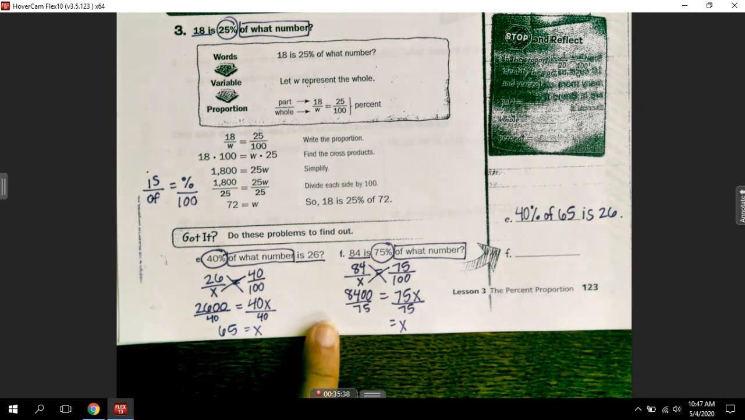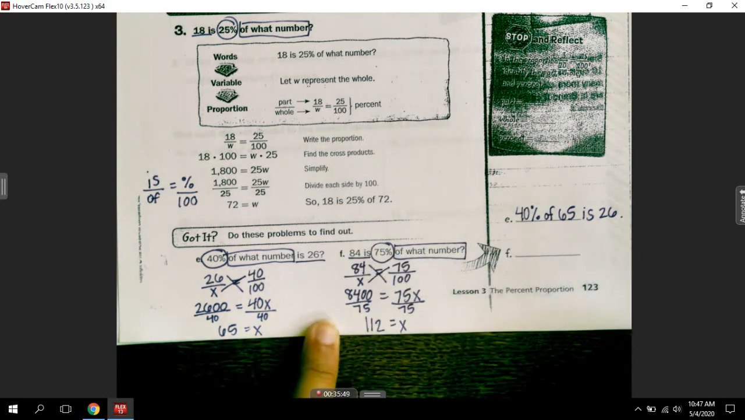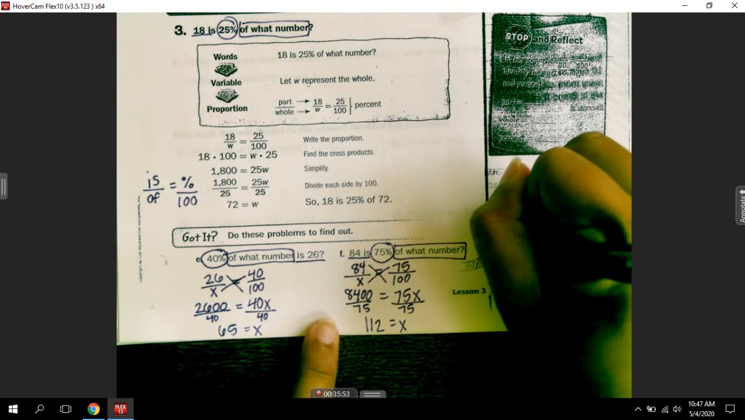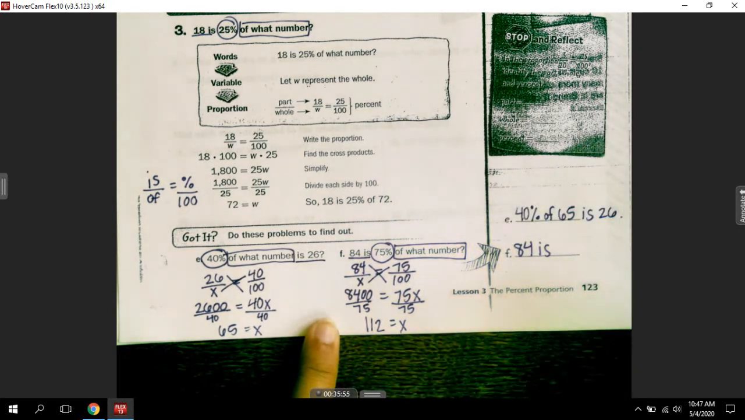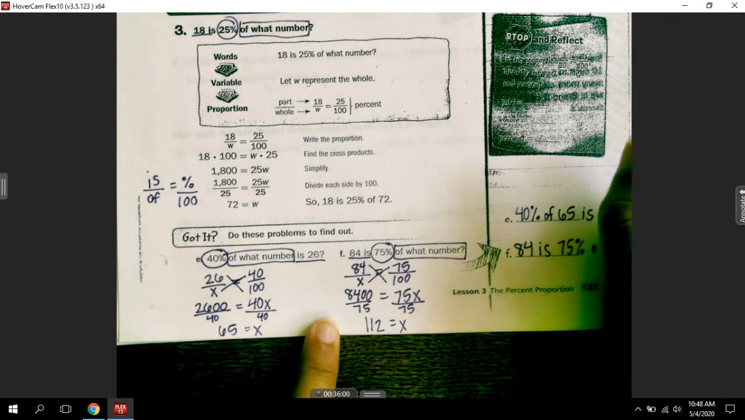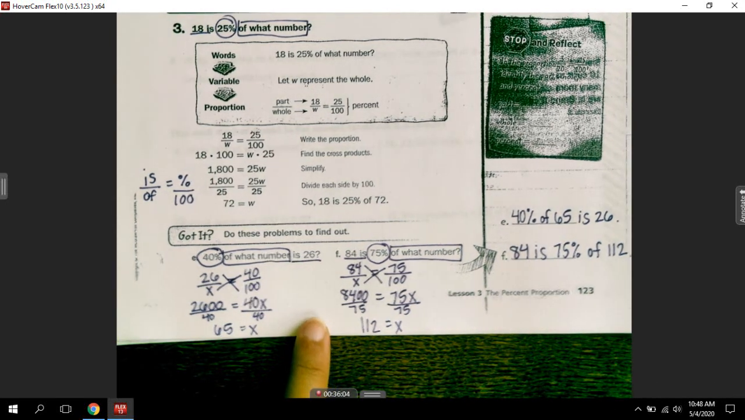So x equals 112. So then 84 is 75% of 112. And you're done.